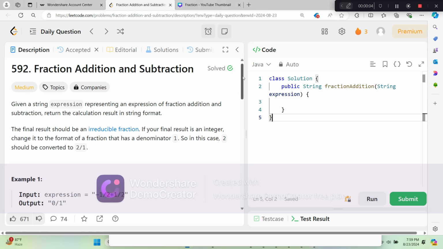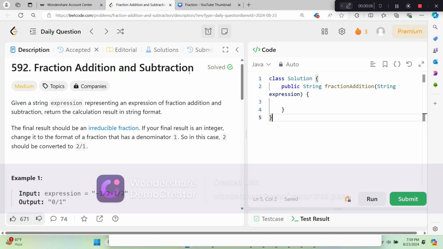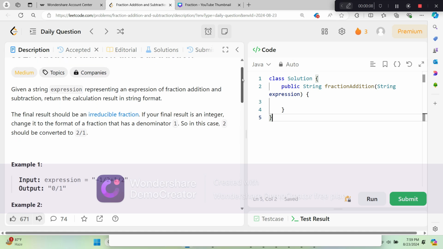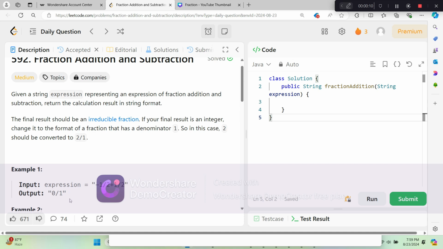So today we are solving this problem, fraction addition and subtraction. In this question we are given an expression with fractions and signs: 1 by 2 plus, minus 1 by 2 plus 1 by 2. As per the question, all the fractions are irreducible.